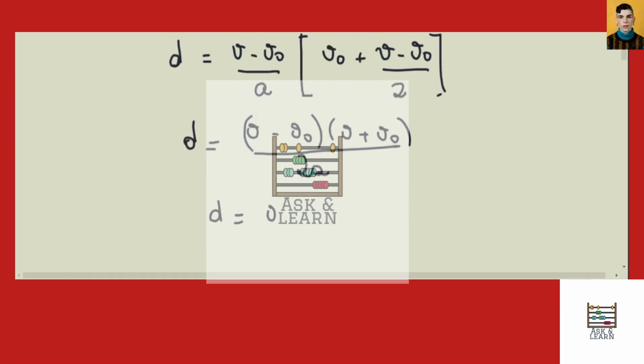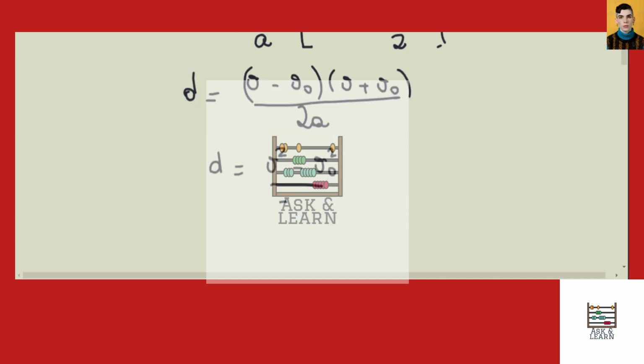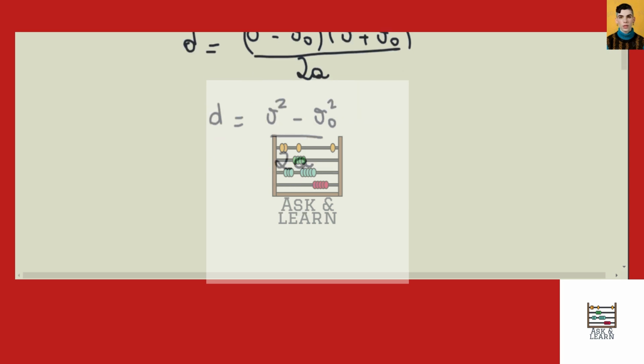Finally, d is equal to v squared minus v0 squared divided by 2a. Okay, so this is what we're going to use.